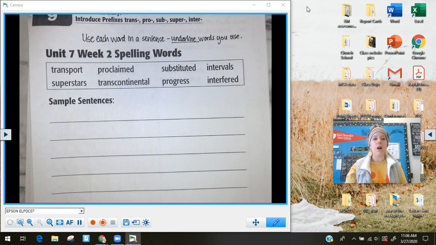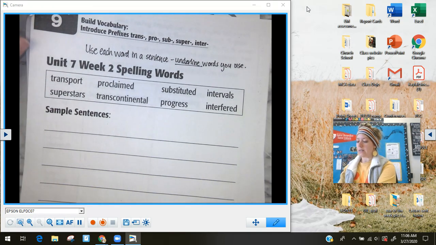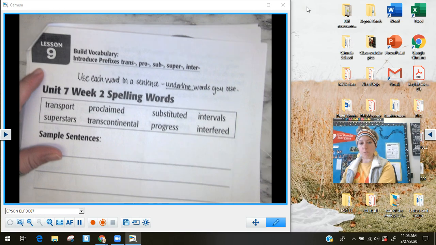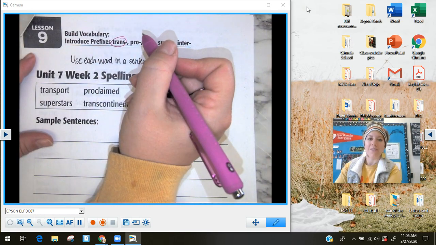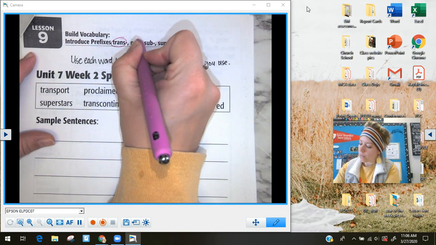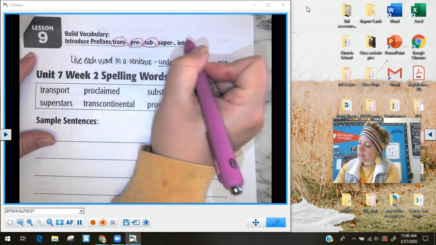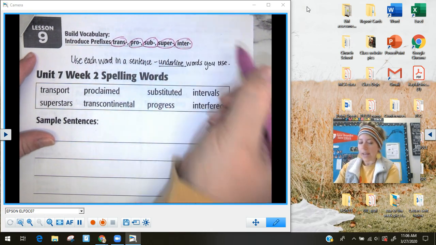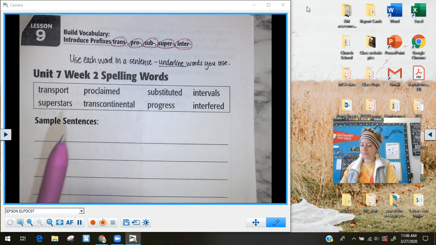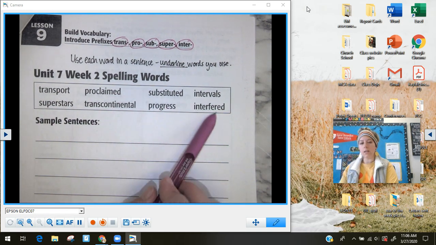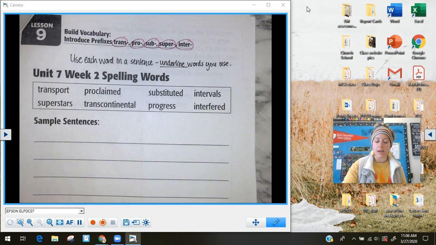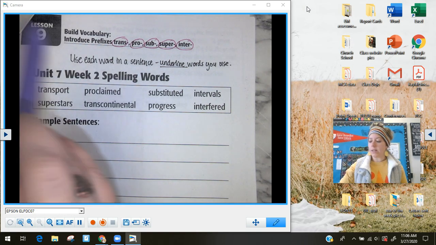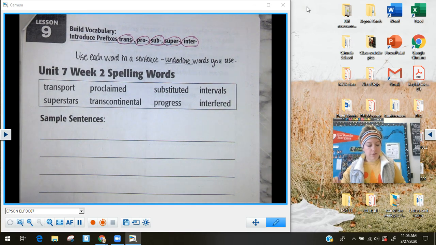So today we're going to learn a couple of new prefixes. You should be on lesson 9 in your packets. We're going to talk about the prefixes trans, pro, sub, super, and inter. And if you're noticing now, all of these words that you're going to use eventually have those prefixes in them, okay? Now, every single one of these prefixes means something a little different, okay?